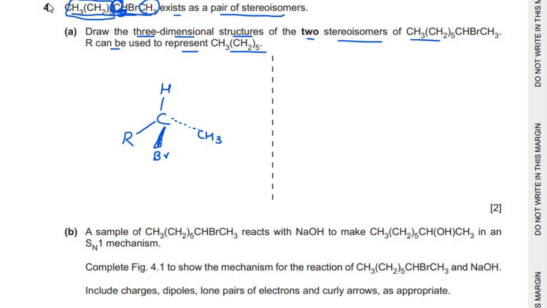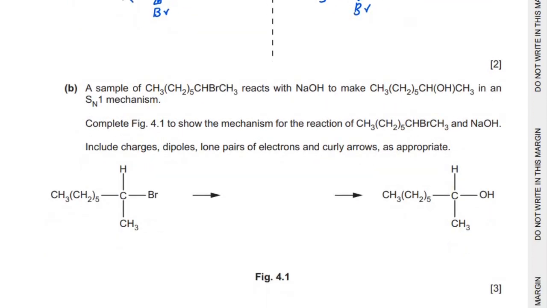Now let's draw the mirror image of this. That's the H here, the dotted line with CH3 here, the bold line with the bromine here, and the remaining part is R. So that's how we draw the three-dimensional structure here. Okay, done. Fine, let's go ahead with the next part.